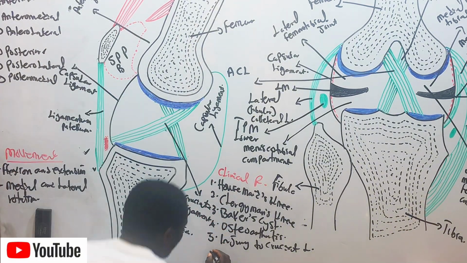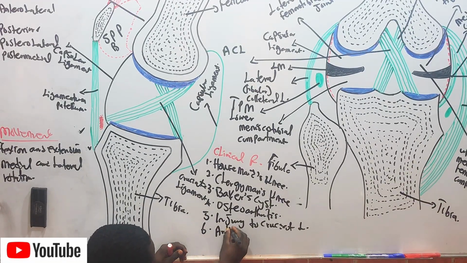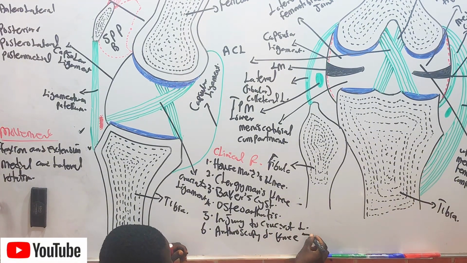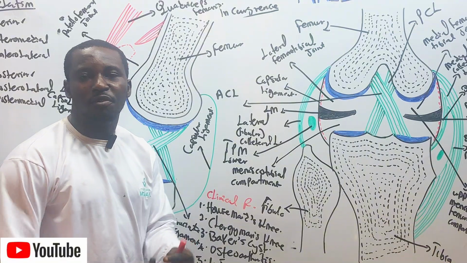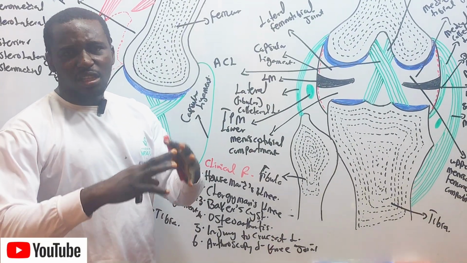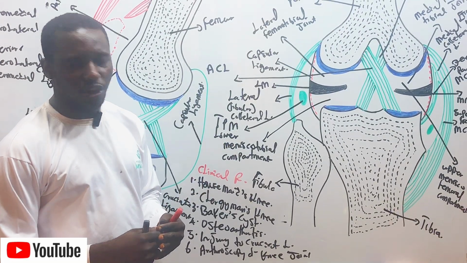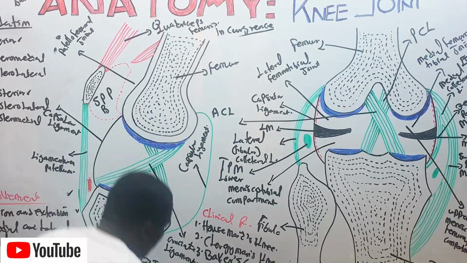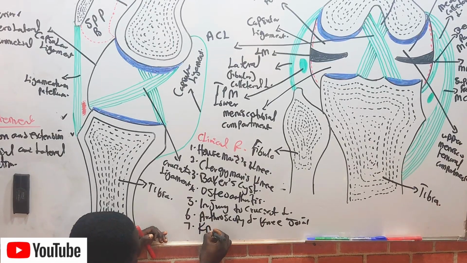The next, which is number 6, is arthroscopy of the knee joint. Arthroscopy of the knee joint simply means the endoscopic examination or the visualization of the structures of the knee joint. It is mostly seen in clinical assessment, viewing those structures of the knee joint.